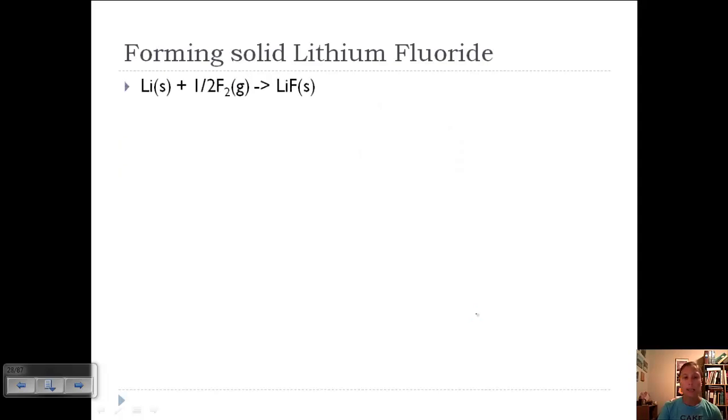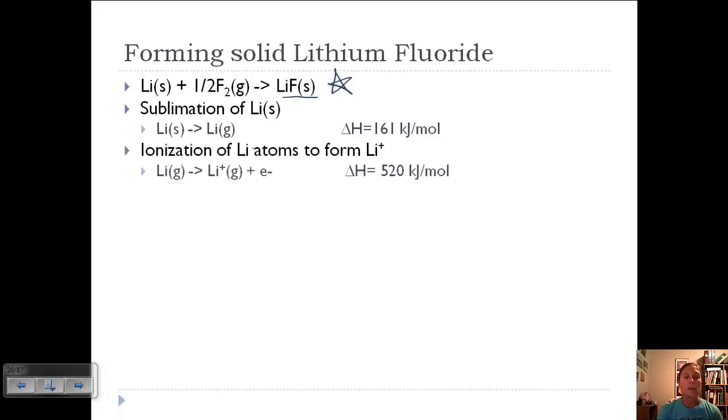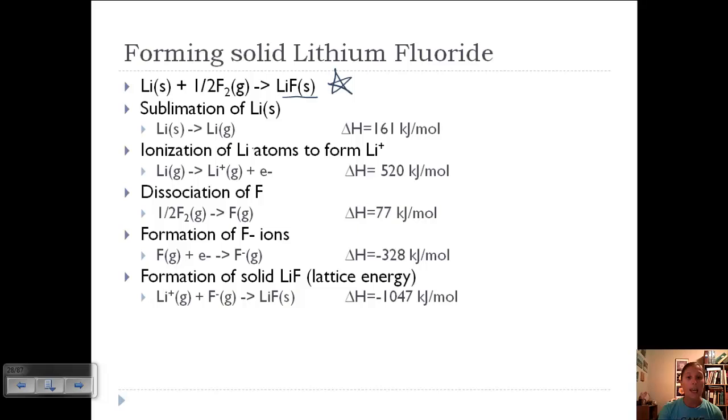And so let's look at an example. This is what we're trying to do: take our gaseous elements and form lithium fluoride. So first we're going to sublimate the solid directly into a gas. Then we're going to ionize those atoms to become ions. And again, you can see this is all endothermic so far. Then we're going to dissociate the F2, breaking it apart, and then we're forming ions from those neutral elements. And here you can see this is exothermic.